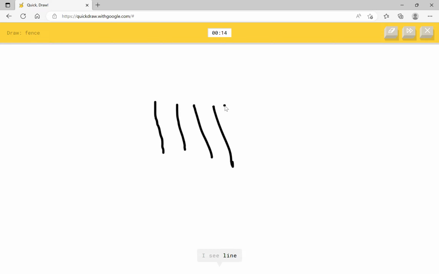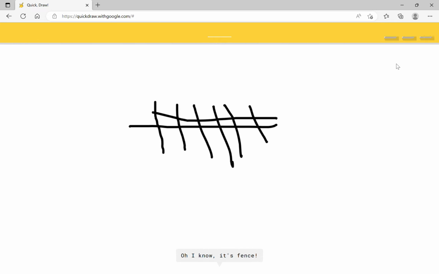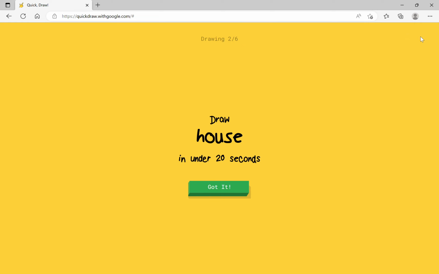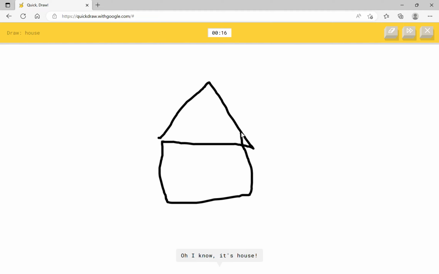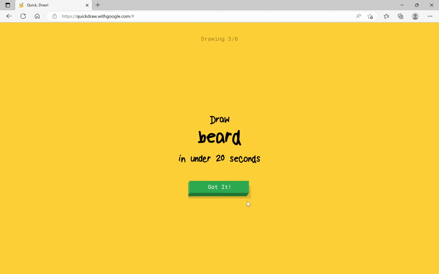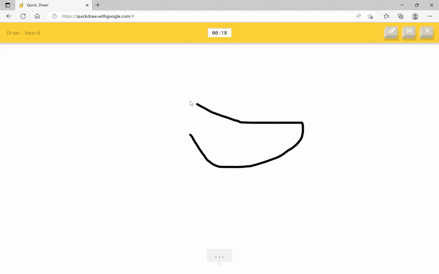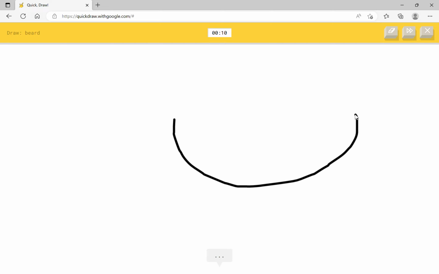I see lot. Or grass. Oh, I know. It's fence. I see mountain. Or triangle. Oh, I know. It's house. I see canoe. Or hot dog. Or hot tub. I see canoe.